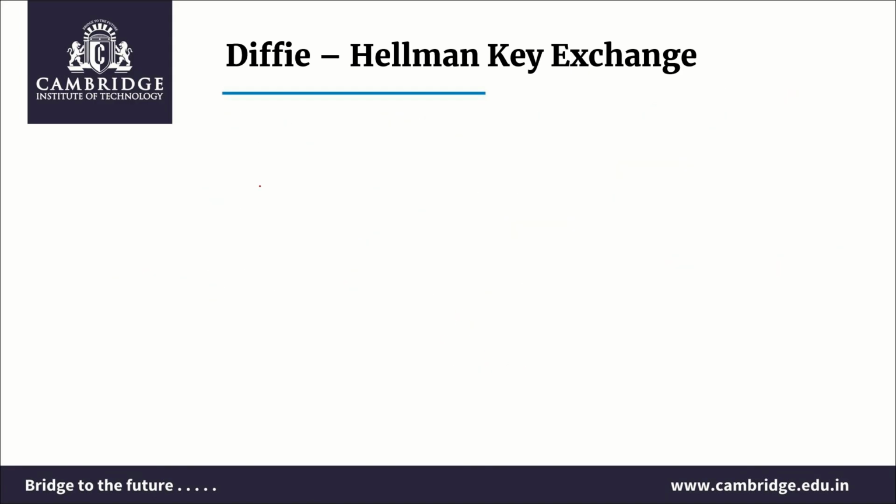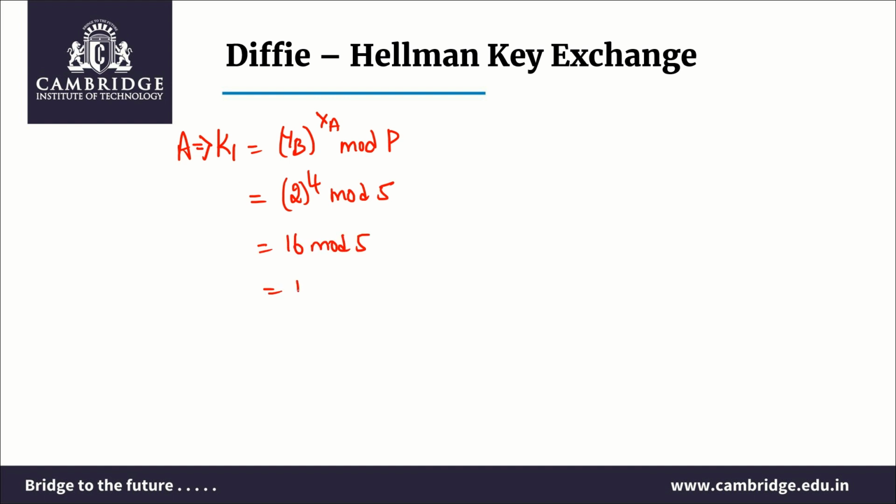Now A and B will exchange their public keys, and they start calculating the key. Let A compute K1, which is nothing but the public key of B raised to its private key, mod p. What is the public key of B? It is 2, right? So 2 power, what is the private key of A? It is 4. 2 power 4 mod 5. So it is 16 mod 5, which is equal to 1.